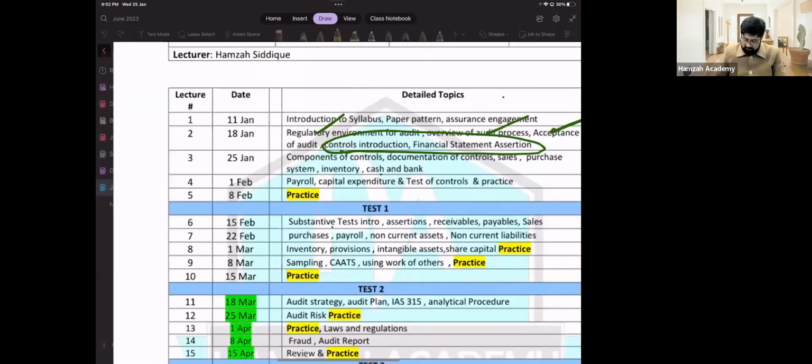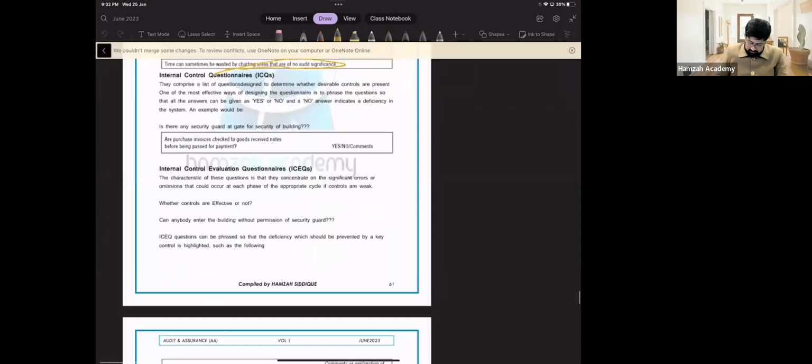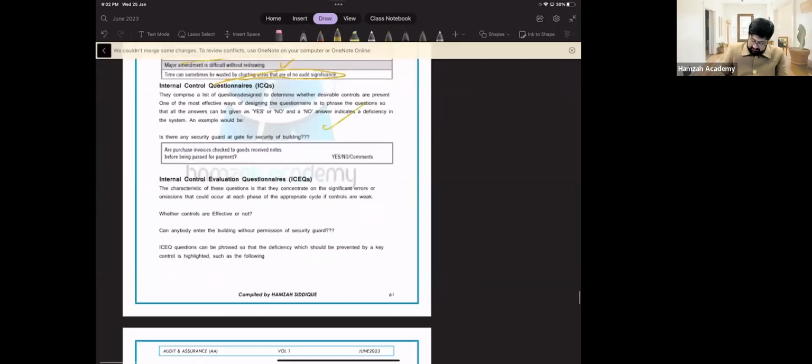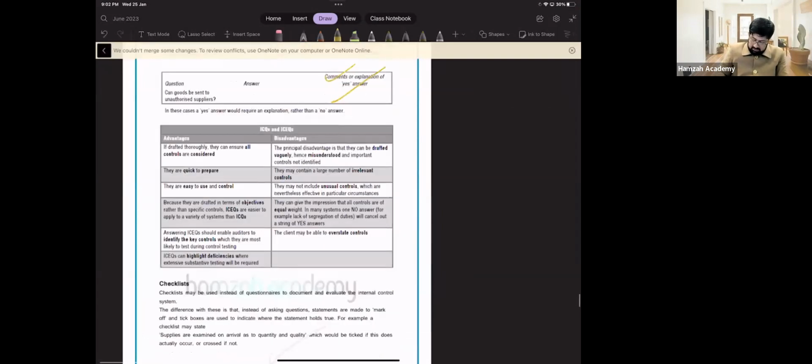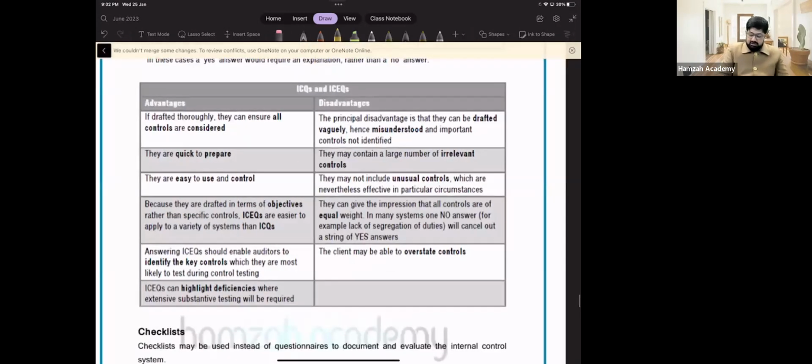Sorry, here we are. ICEQ, you will read it yourself. Examples are also given. ICEQs and ICQs, advantages and disadvantages. If drafted thoroughly, they can ensure all controls are considered. Quick to prepare, easy to use. Because they are drafted with objectives, ICEQs are easier to apply to a variety of systems than ICQs. ICQs are talking about specific controls.